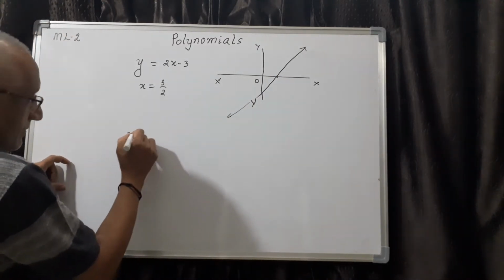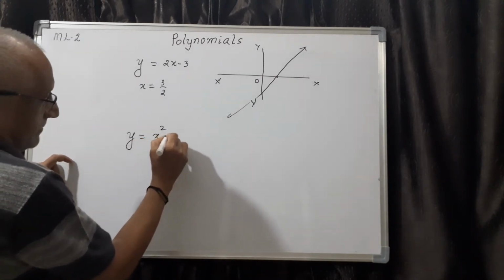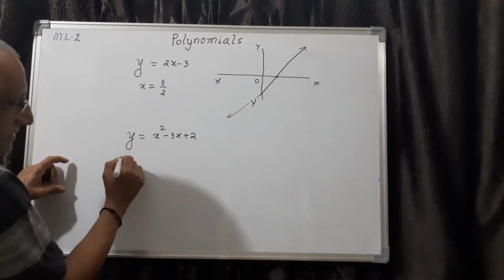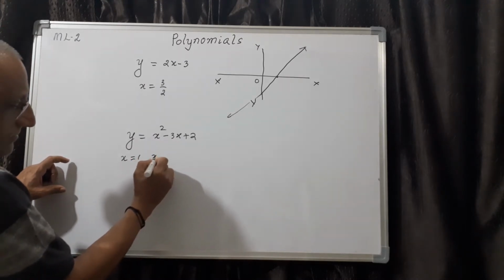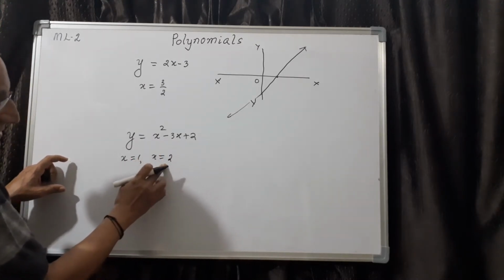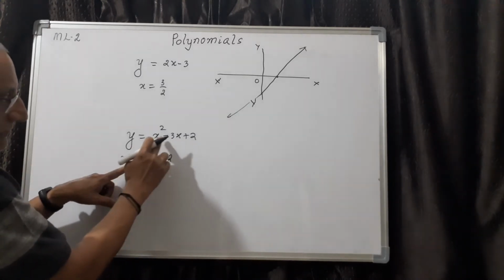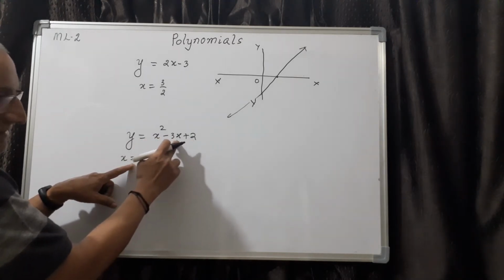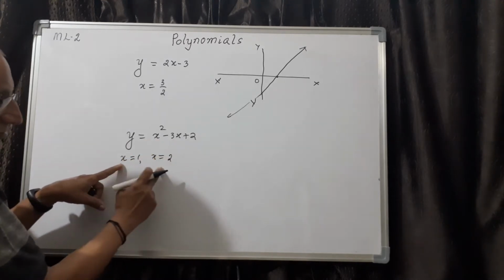Similarly, we have seen y equal to, for example, x square minus 3x plus 2. Then x equal to 1 is a zero, you can check, and x equal to 2 is also a zero. For 1, it is 1 square, 1 plus 2, 3, and minus 3, 0. For 2, it is 4 plus 2, 6, and 3 into 2 is minus 6 here. So 6 minus 6 is 0. So these are the two zeros.